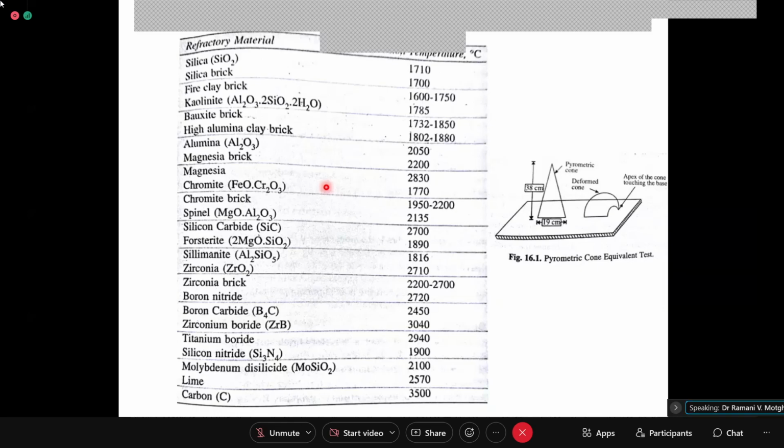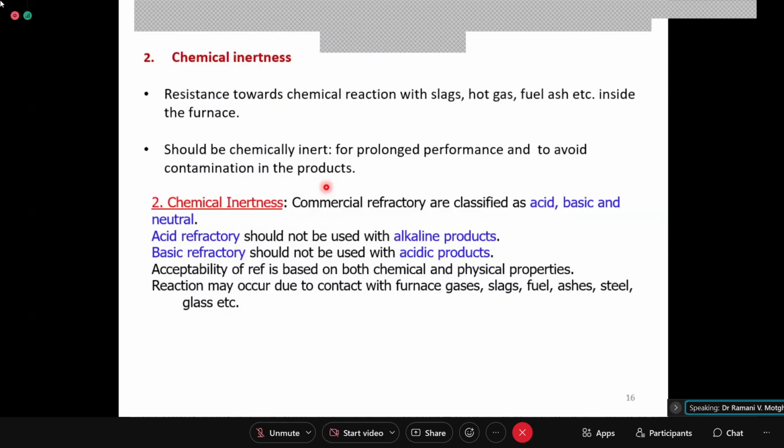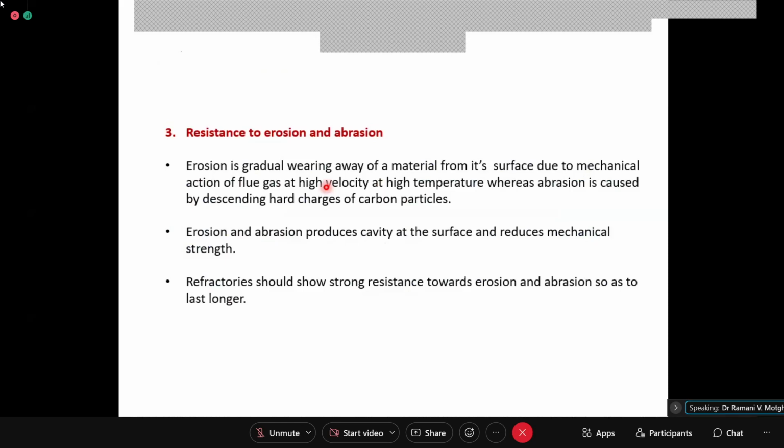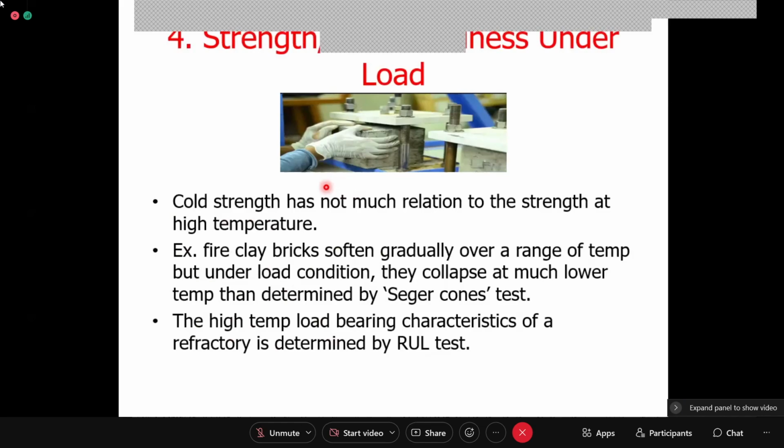Okay. So then you have chemical inertness, whether an acid refractory will be resistant to acidic slag, but is attacked by alkaline slags. So in places where acidic slags are forming, you should use acidic refractory, and in places where basic slags are forming, basic refractories should be used. Okay. Then we found resistance to erosion and abrasion. Unless you have a non-porous refractory, a porous refractory will be eroded earlier than high bulk density refractories.